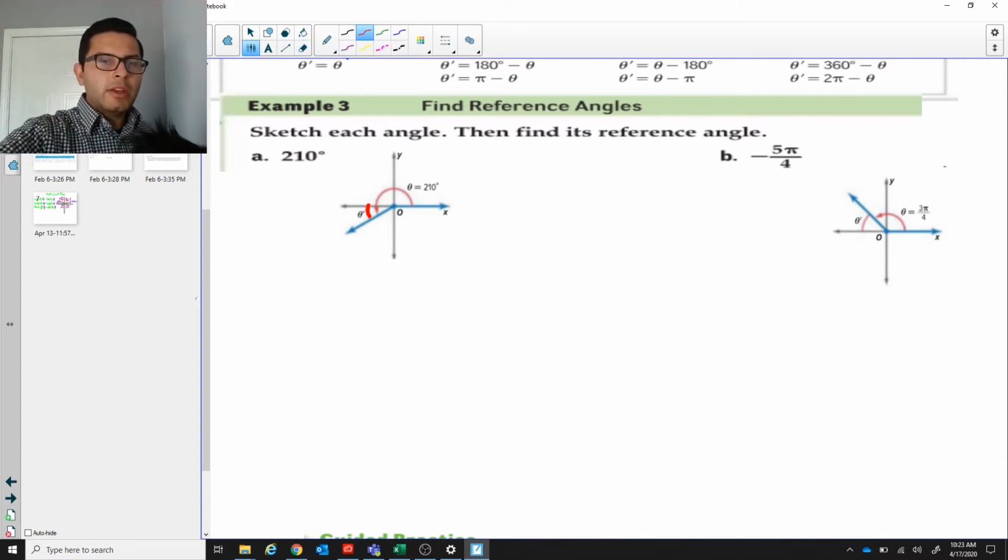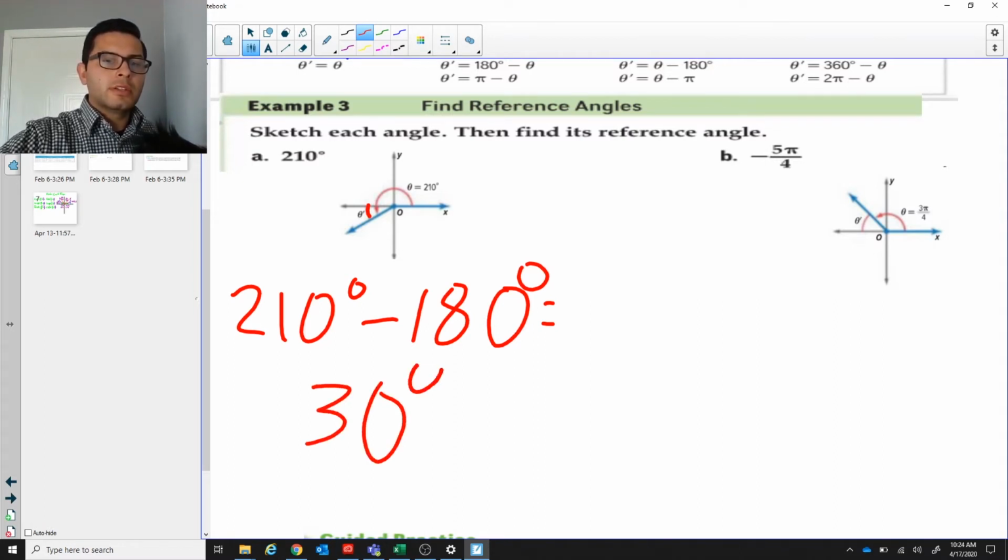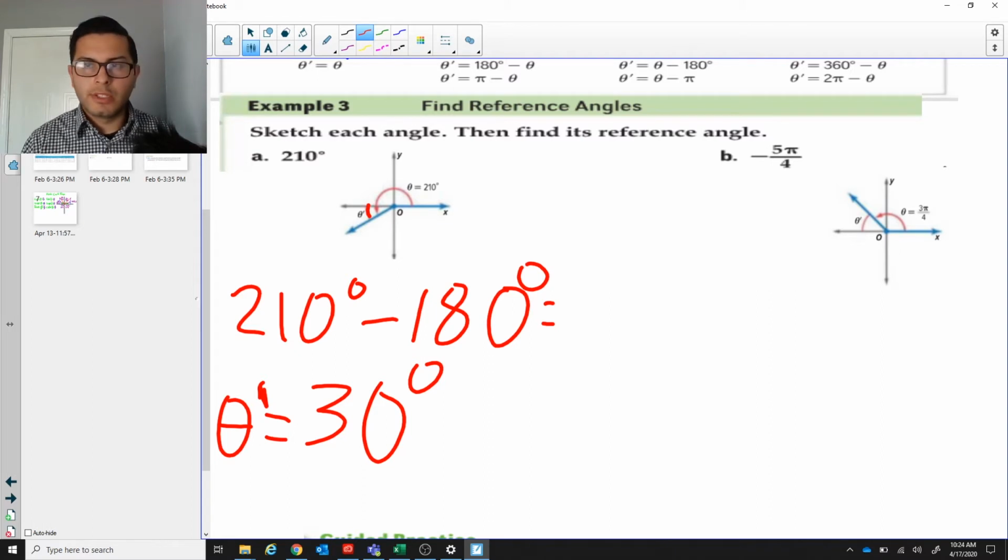I'm going to have my original angle, which is 210 degrees, and I'm going to subtract half of the circle, which is going to be 180 degrees. And that should give me whatever my reference angle is. And that will equal 30 degrees. So my reference angle, which we show by theta and a little mark at the top right, is going to equal 30 degrees.